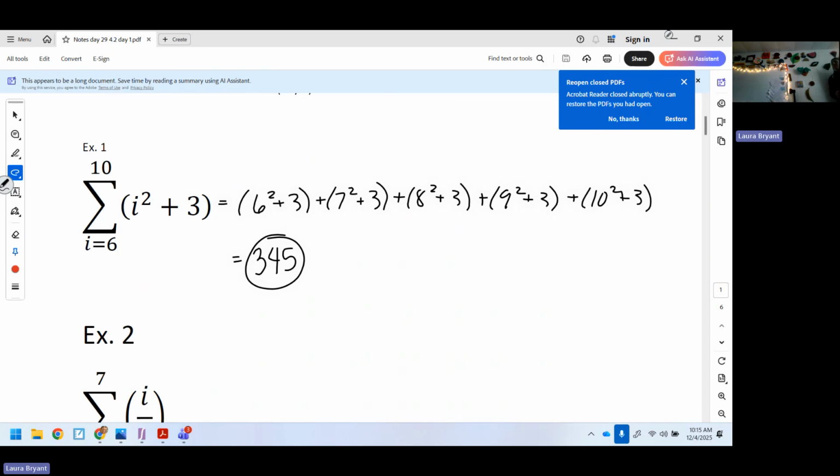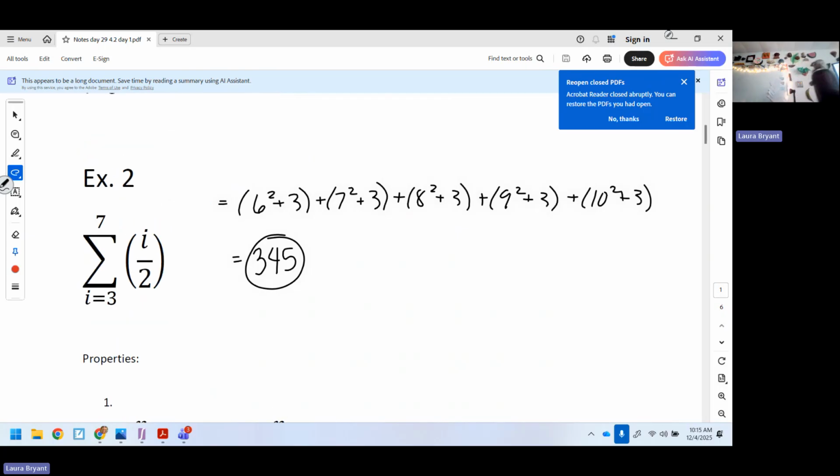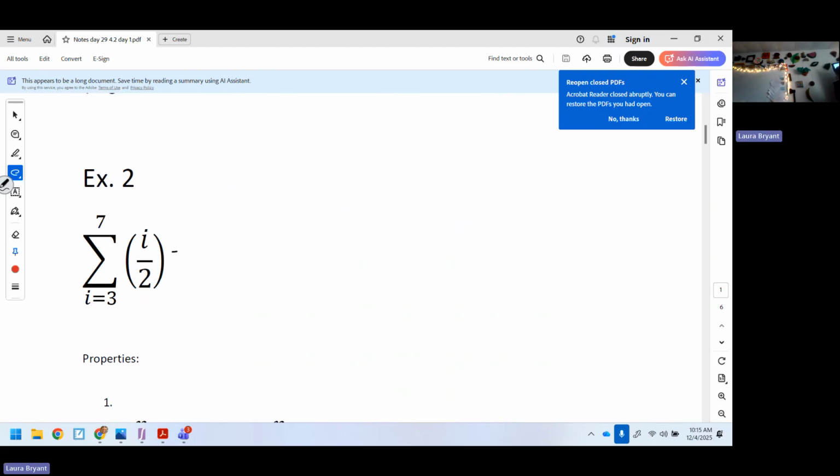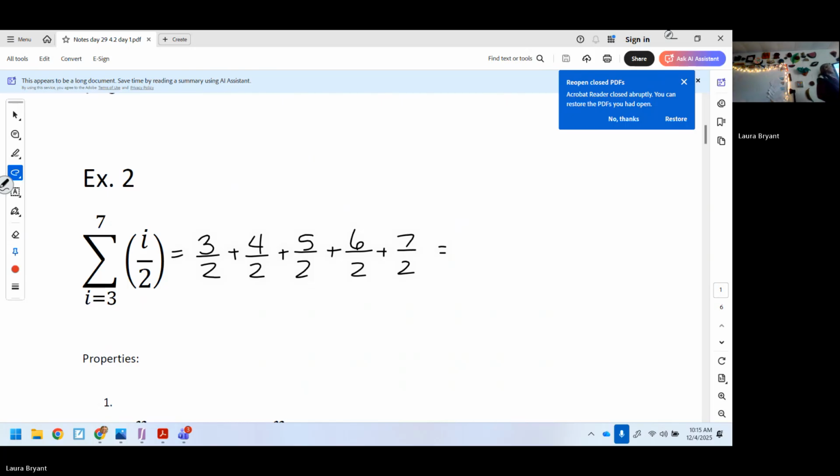All right, questions on the first problem? Okay. All right, second problem. We're going to plug in from 3 to 7. Let's take turns plugging my number in. 3 over 2 plus 4 over 2 all the way up to 7. 25 over 2? Yeah. Is that right? 25 over 2. Okay, answer 25 over 2.